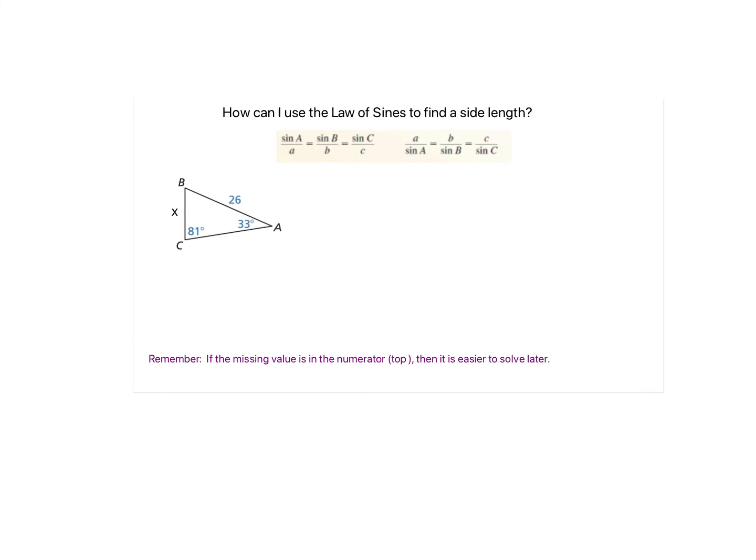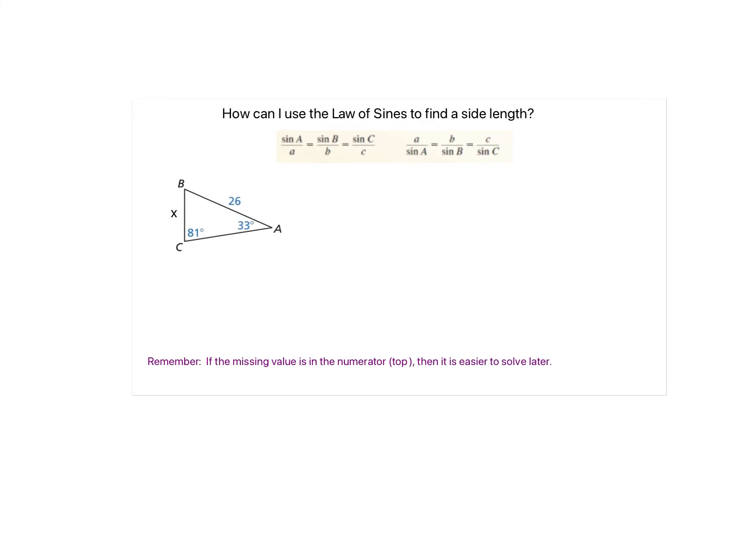So first, I have two examples of how we can use the law of sines to find a side length. We want the missing value to be in the numerator. Again, that makes it easier to solve. So right now, our missing value, x, is a side length. Since our missing value of x is a side length, we want that side length in the top. So we are going to be looking at the proportions that have the side length in the top.